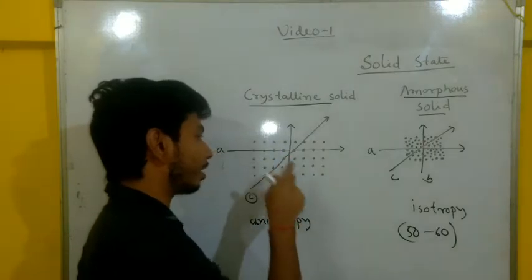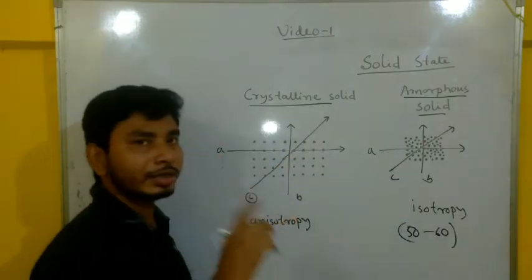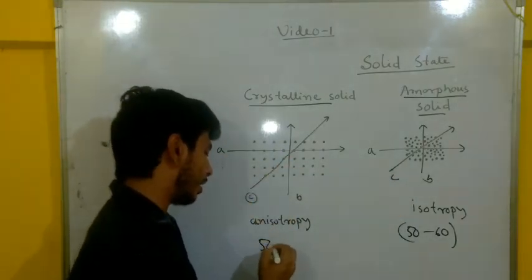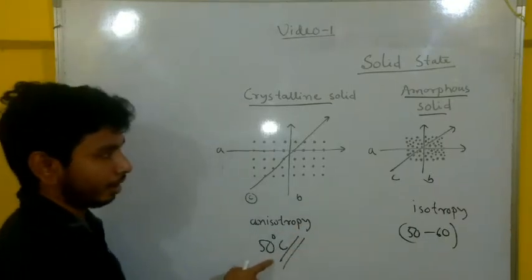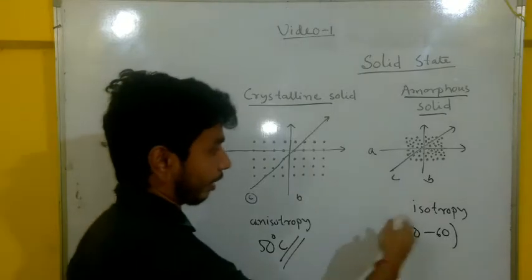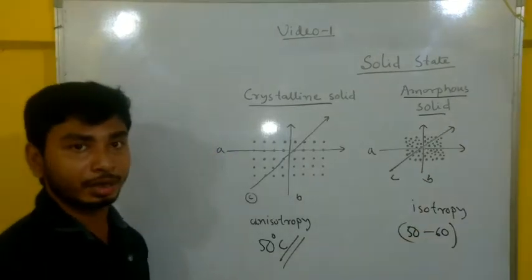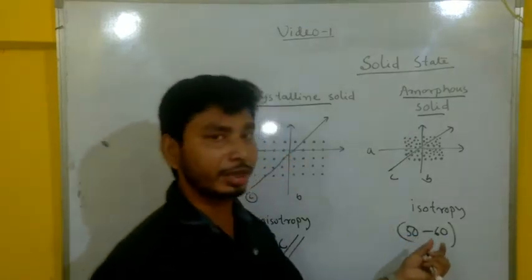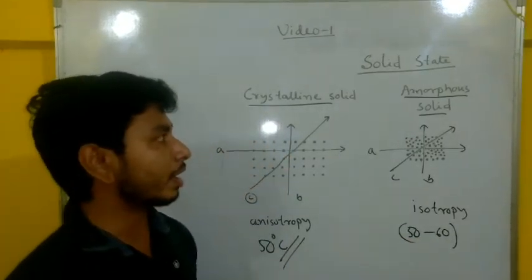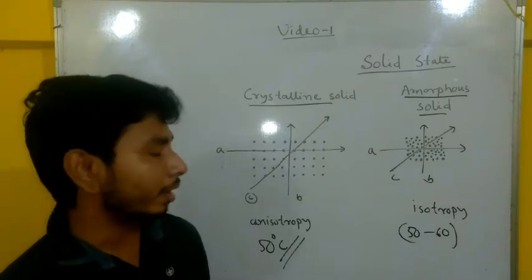But crystalline solid, there is no range. It has a sharp melting point. Say it is 50 degrees Celsius. So it will melt at this temperature. But amorphous solid, there is a range of temperature for the melting point. It does not have a sharp melting point. This is another point of difference.